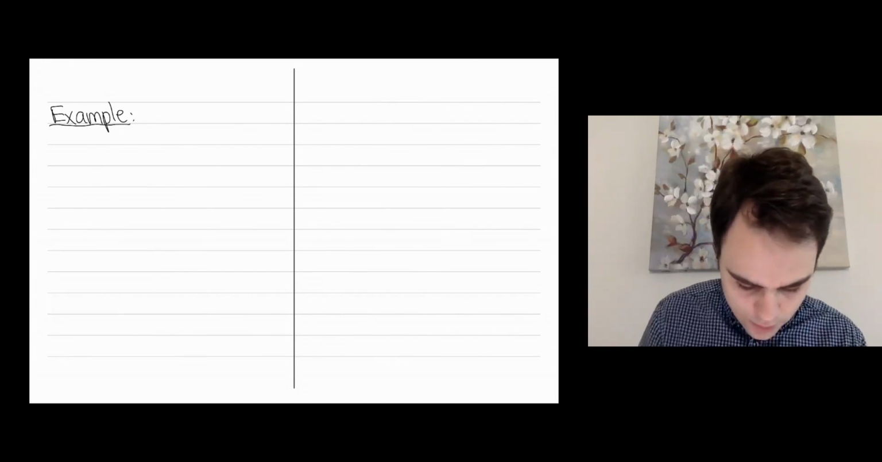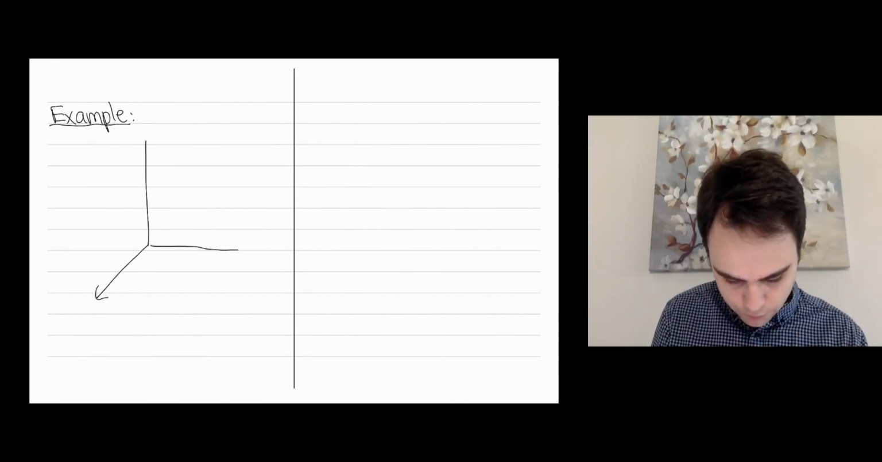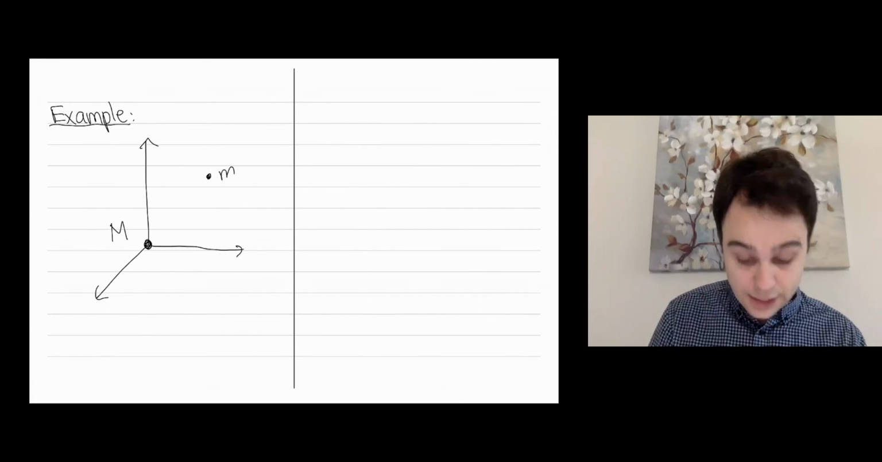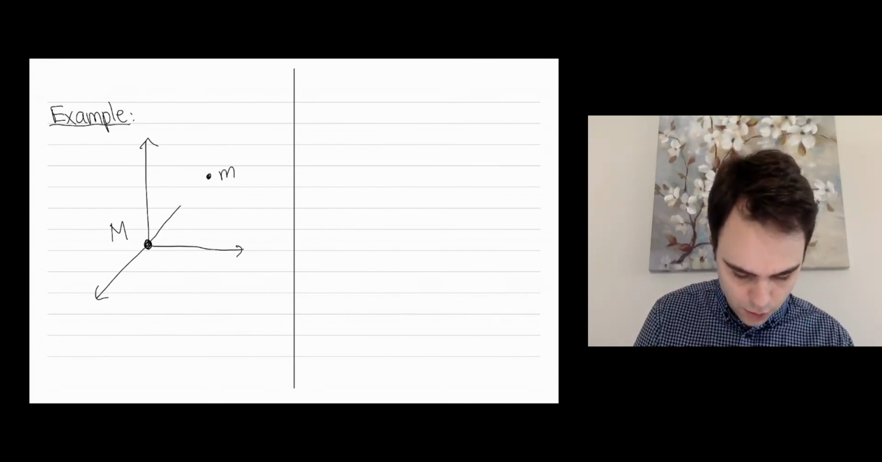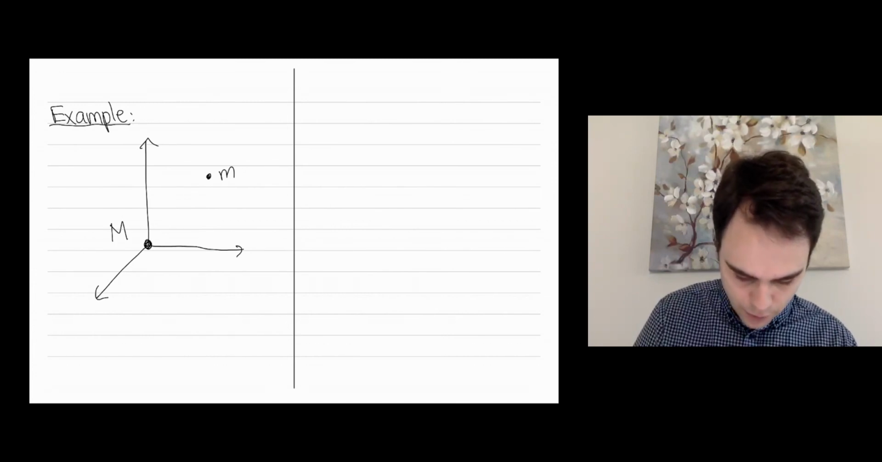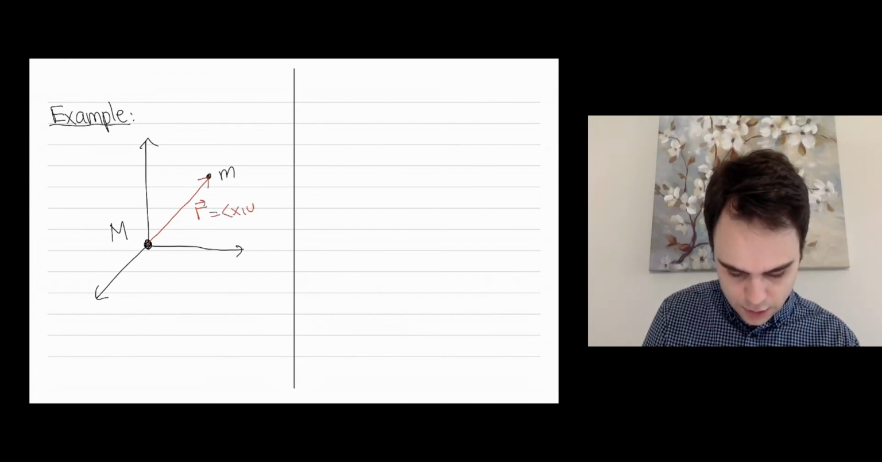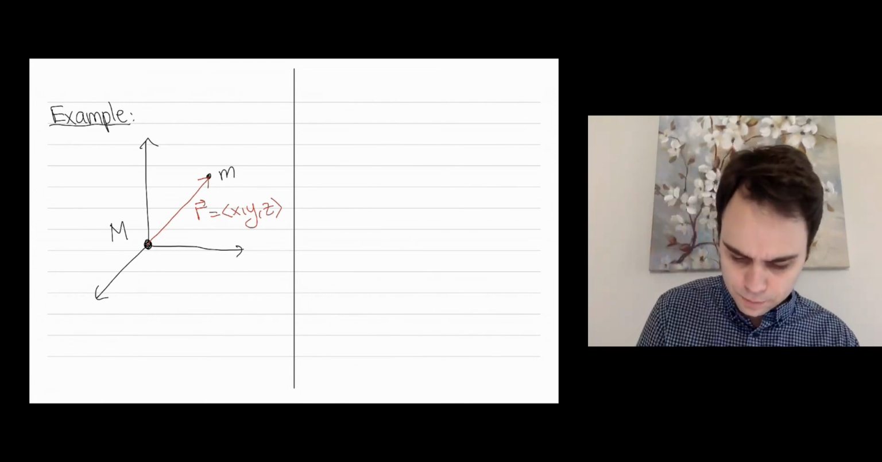So let's say we have a big mass at the origin. I'll call this big mass capital M. And I have a small mass, a test mass, little m, some distance from the origin. We'll call this vector that points from capital M to little m R, and this is going to be useful later. So this has components x, y, z. It's just the position of the test mass.